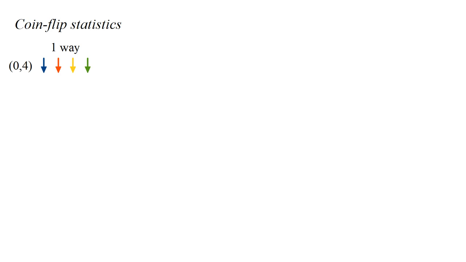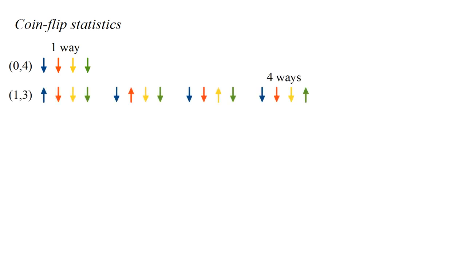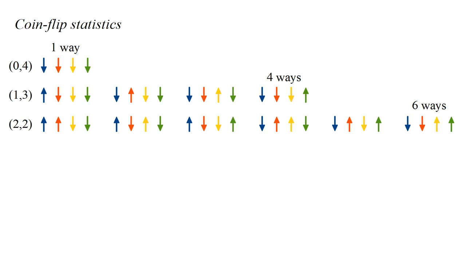We begin by first considering how many ways we can get zero heads and four tails. The answer is one way. All the coins show tails. We represent the coins by different colored arrows, with an up or down arrow corresponding to heads or tails. How about one heads and three tails? We can sketch out the four ways this can happen. Any one of the four coins can show heads, and the other three tails. For two heads and two tails, we find six ways.